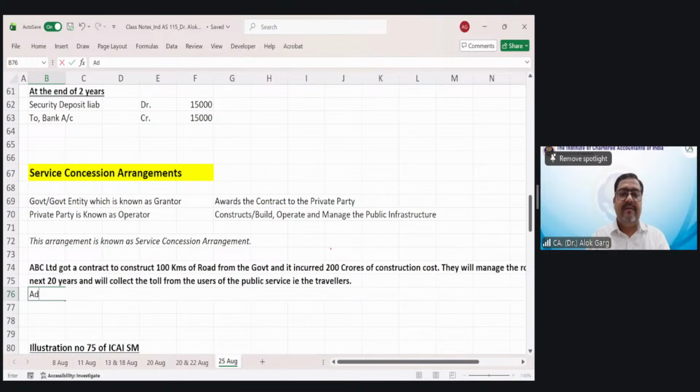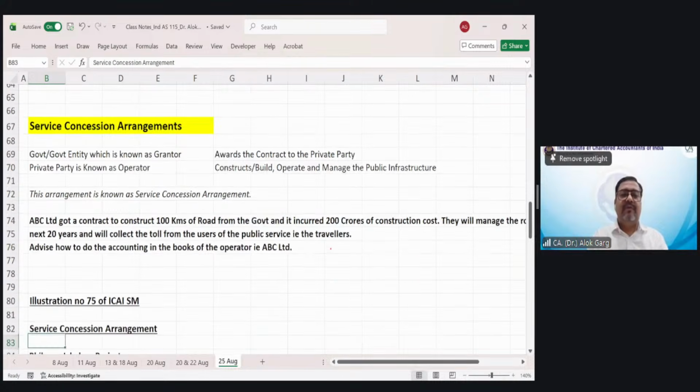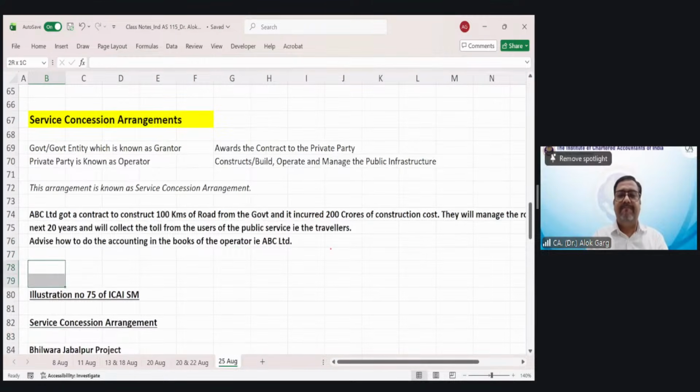Advise how to do the accounting in the books of the operator, that is ABC Limited. कैसे अकाउंटिंग करें इन द बुक्स ऑफ द ऑपरेटर, दैट इज एबीसी लिमिटेड? बताइए फ्रेंड्स.